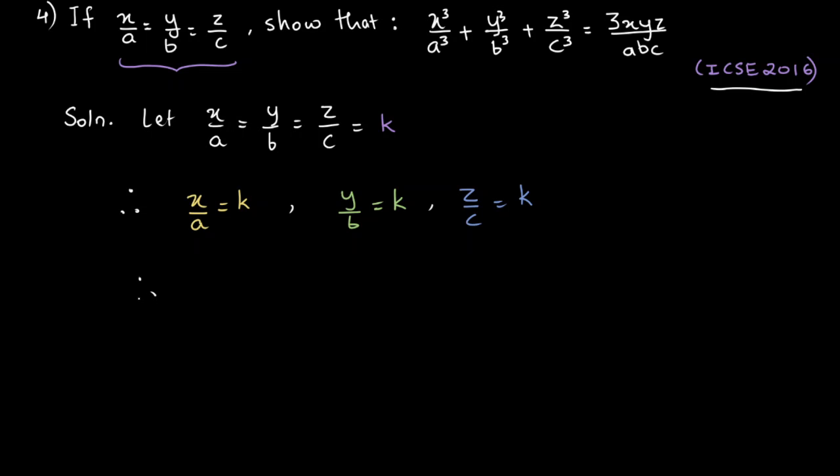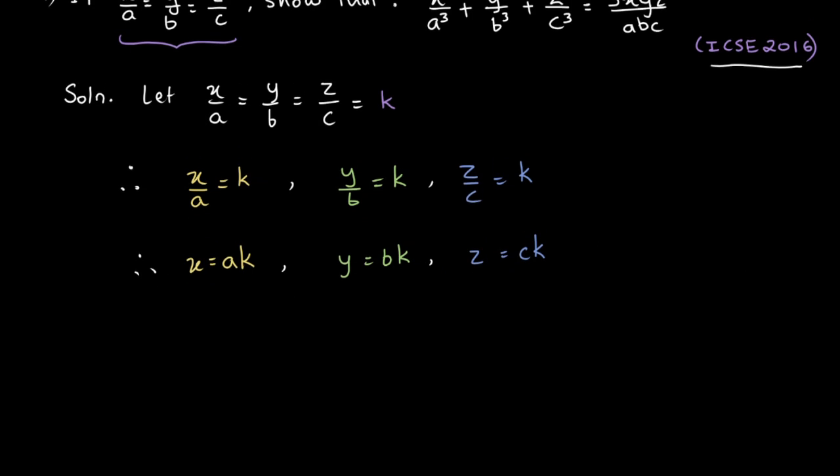If I rearrange this equation, x upon a equal to k, I can say x is equal to ak. I'll do the same thing for the second ratio: y upon b is equal to k, so y is equal to bk. And finally z upon c is equal to k, so z is equal to ck. This is the substitution that we're going to use in our proof. So let's start with that now.